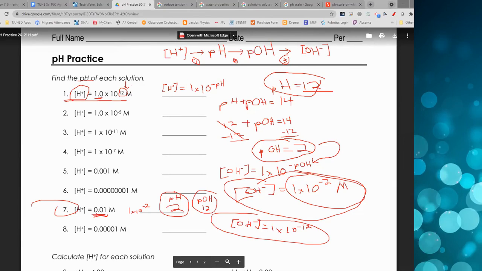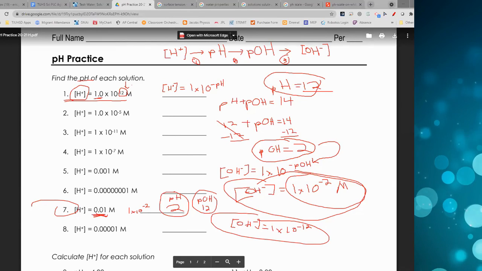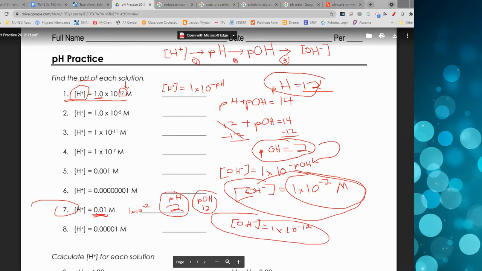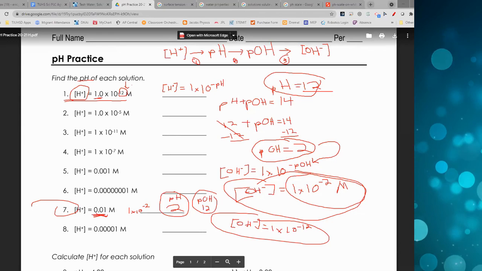Okay, we talked about the units for molarity. Somebody asked about the answer sheet to this. Give me a second and I will pull up the answer sheet to this one.